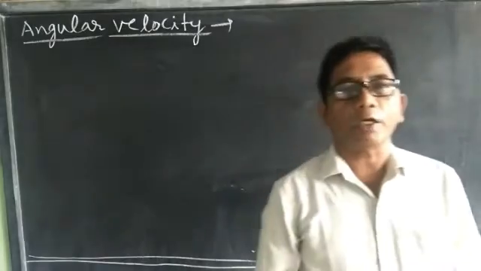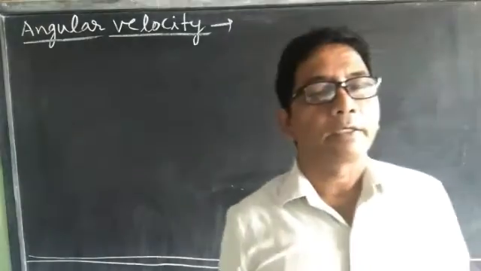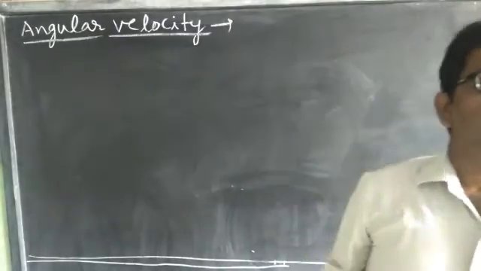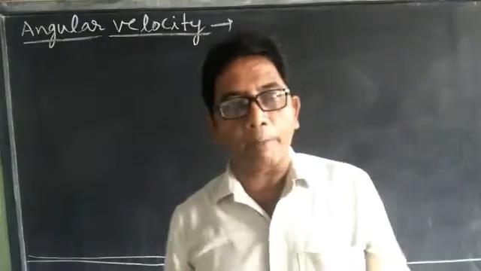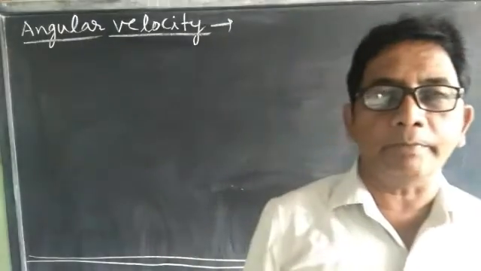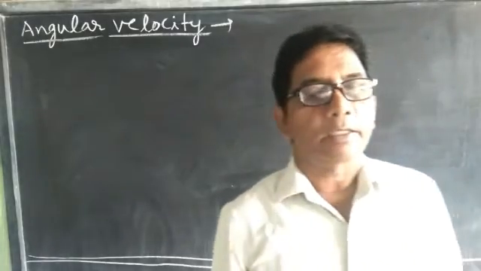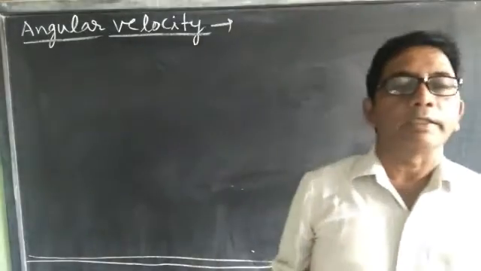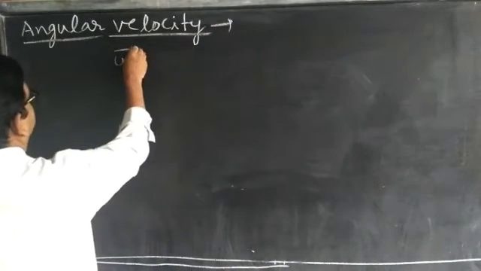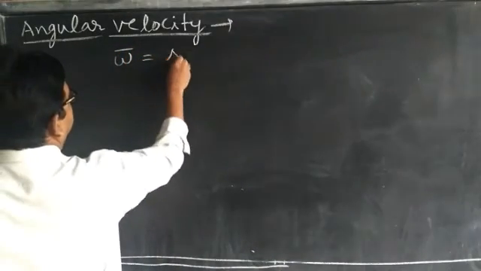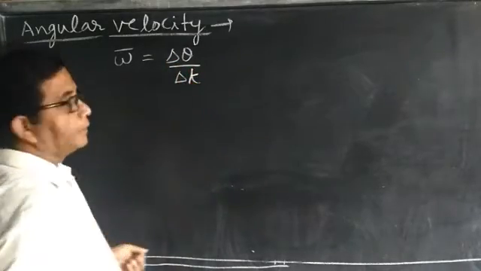Now, suppose the angular displacement of a particle is delta theta in time delta t. Then the average angular velocity is given by omega bar is equal to delta theta upon delta t.